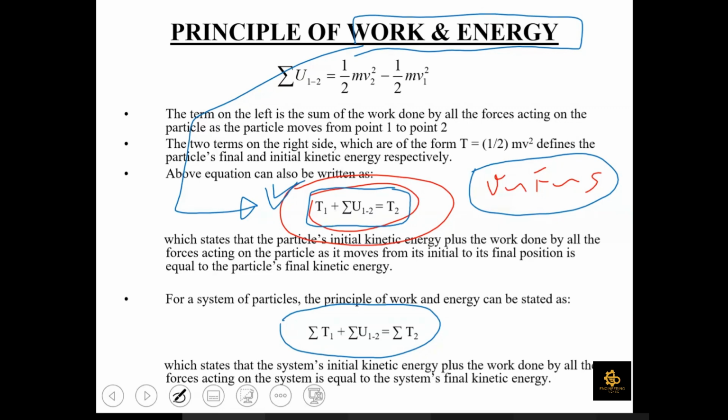जब आप सिस्टम के ऊपर अप्लाई करेंगे तो this would become summation T1 which represents the total kinetic energy of the system at position 1 plus summation u1 to 2 which is the sum of work done by all the forces in moving that system from position 1 to position 2 should be equal to the final kinetic energy of the system which is summation T2. So this is the principle of work and energy being applied on a system of particles. जब हम system consider कर रहे हैं तो फिर हम individual particle के बजाय system की initial kinetic energy plus system के ऊपर जितना भी work done होगा मुख्तलिफ forces की वजह से that should be equal to the final kinetic energy of the system.